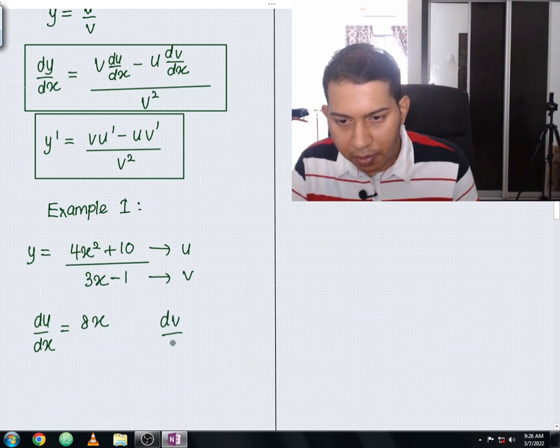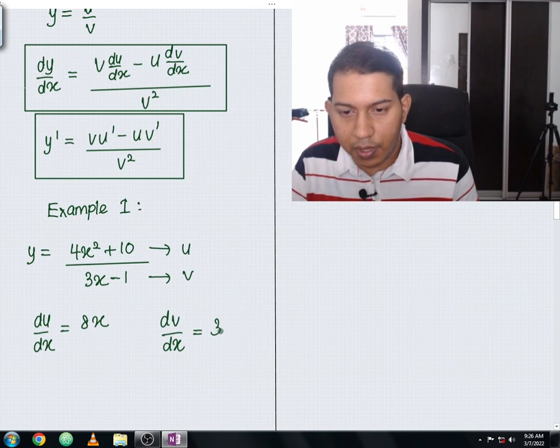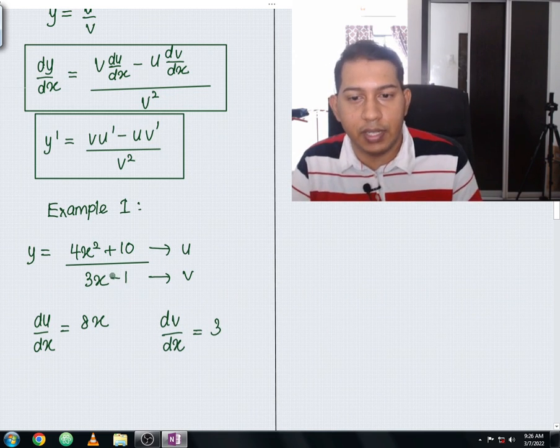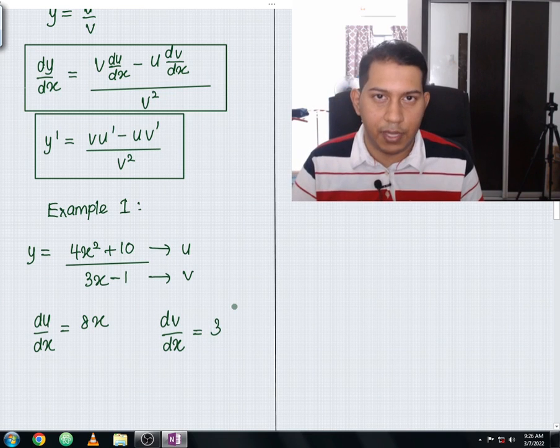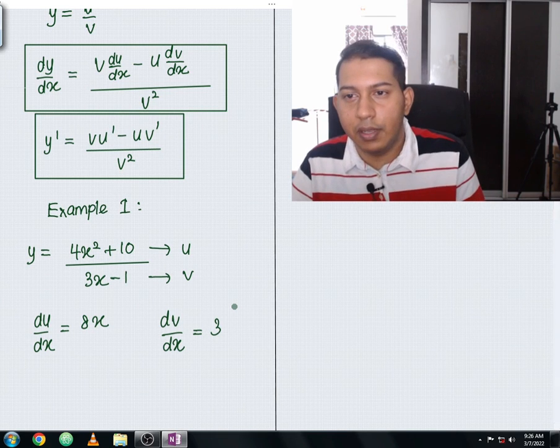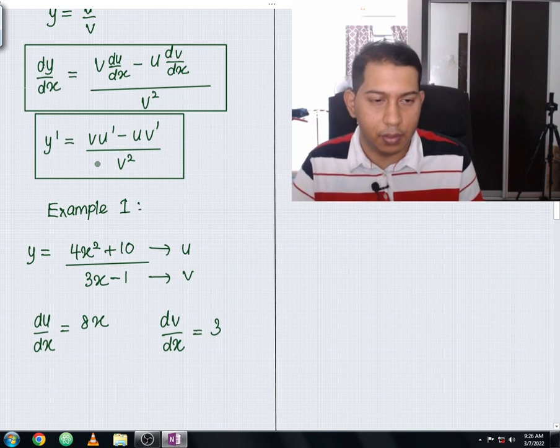So from here, dv over dx is equals to 3. Okay, you differentiate v with respect to x, so 3x minus 1. If you differentiate this, you get 3. Okay, step number 2 clear. Step number 3, apply the following formulas.